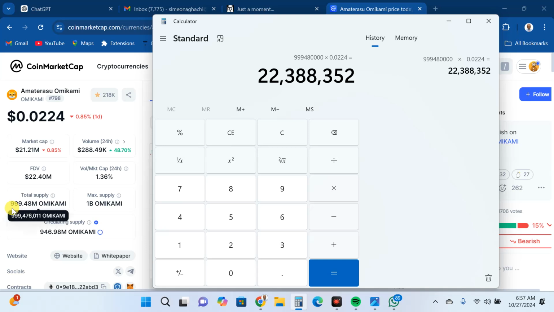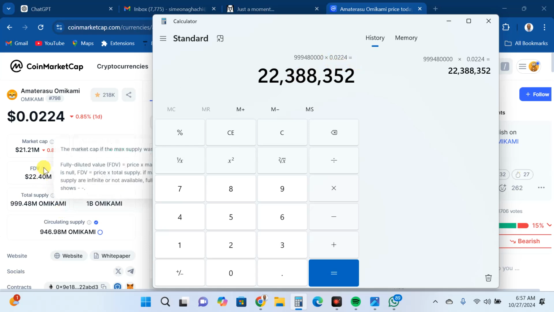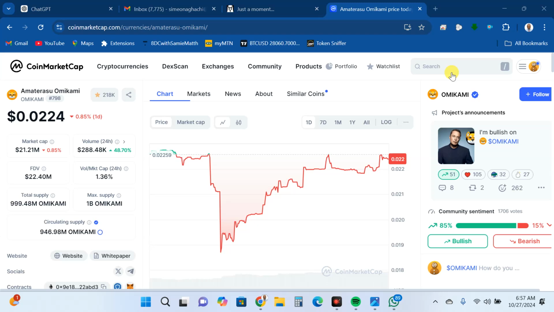But let's cross-check what we did. Is it 999, okay, 0.48, okay, right, multiplied by 0.0224. Yes, so it's very correct, and this is our answer. The total diluted value for Omikami currently is 22.3 million. This is not exactly corresponding because of volatility, currently.